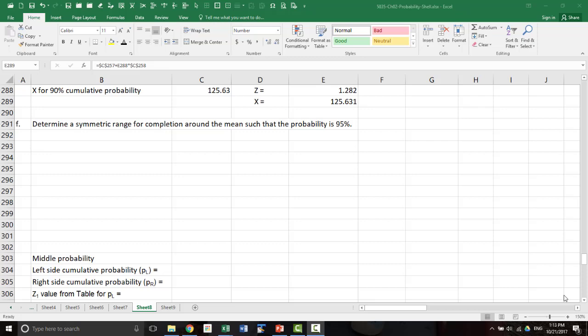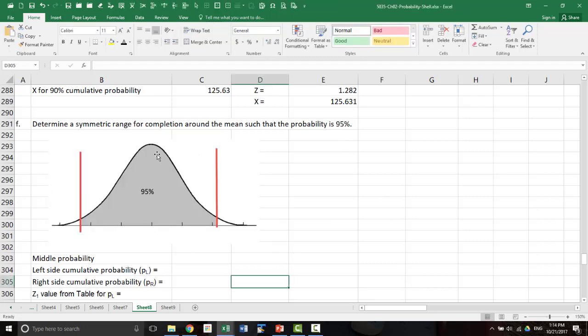Okay, next problem, again using the normal distribution in inverse. Determine a symmetric range for the completion time around the mean with a probability of 95%. So around the mean, symmetric range. So what does that mean?